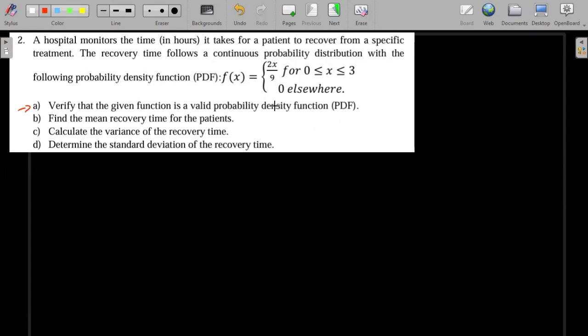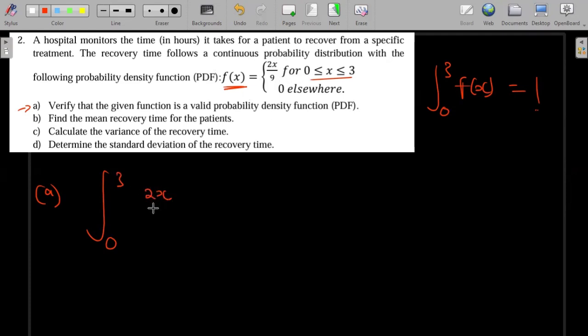So how do you do that? You just have to check that the integral over the interval that you've been given, which is 0 to 3, of f of x is equal to 1. If this integral is equal to 1, then we confirm that this PDF is indeed a valid PDF. So let's look at A. The integral from 0 to 3 of 2x over 9 dx. So we are integrating this.